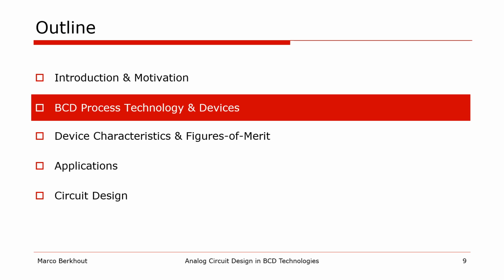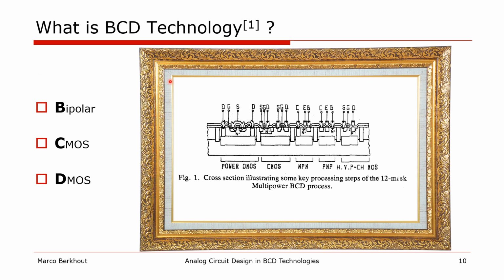So let's start with the technology and devices. The acronym BCD stands for Bipolar, CMOS and DMOS. These three device classes were developed separately, but were first combined into a single process technology by ST Microelectronics in 1986 and was described in a seminal paper in the IEEE Transactions on Electron Devices. As I mentioned at the start, this invention is widely recognized as a milestone in the history of technology.